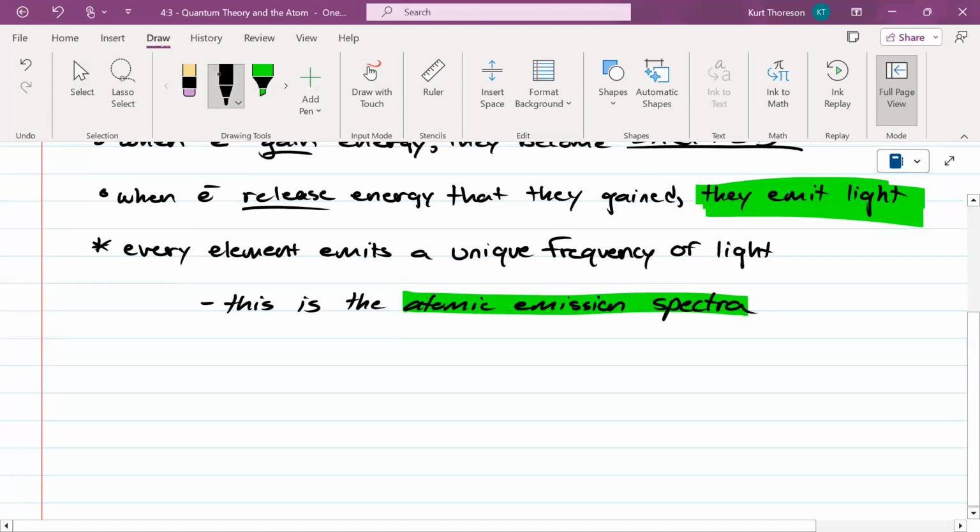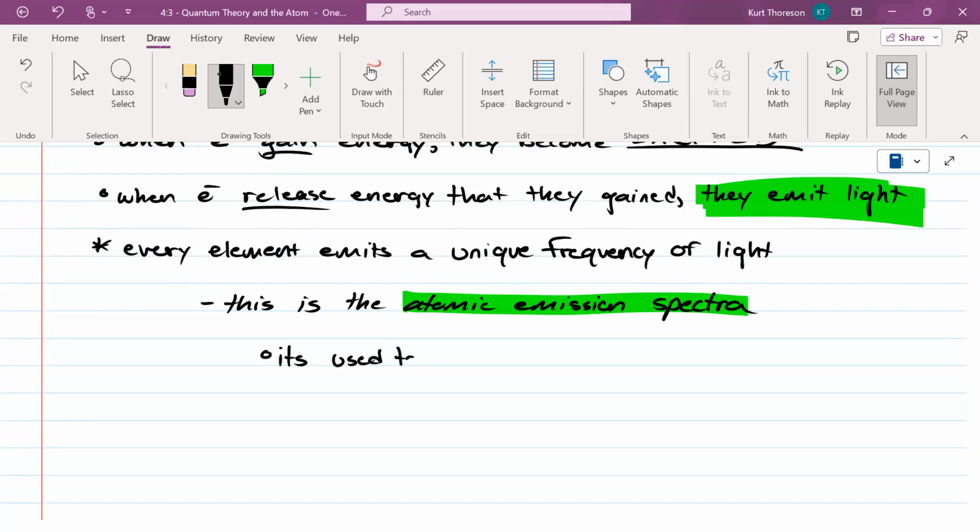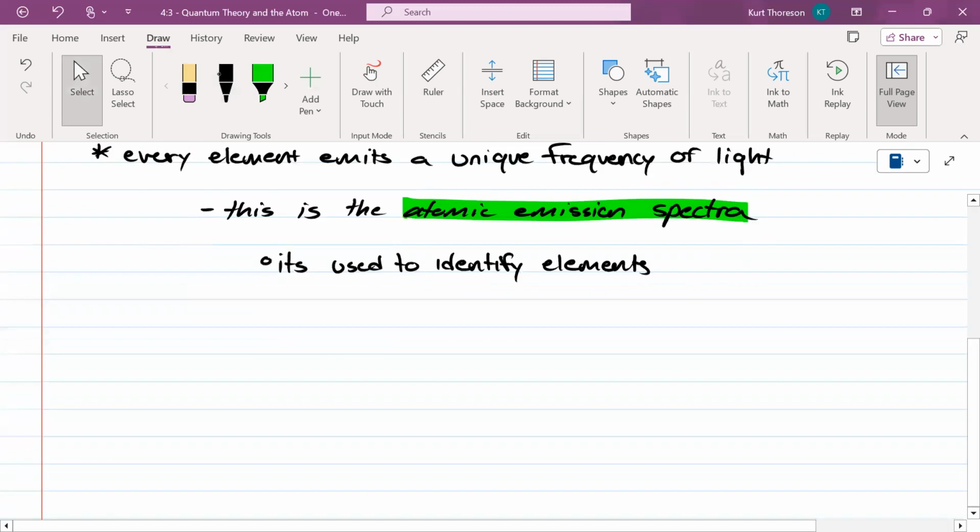Why is it important? Why am I teaching this? The reason why is because it's used to identify elements. So I want to give you a scenario here, okay? I'm just making stuff up, but the logic is the same, okay?